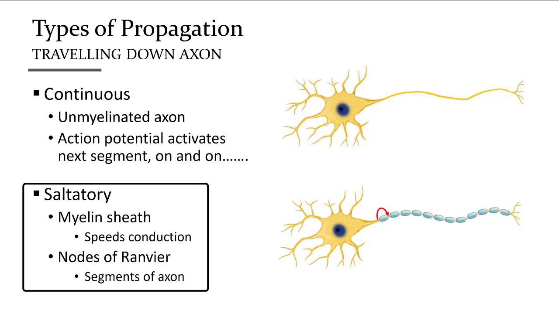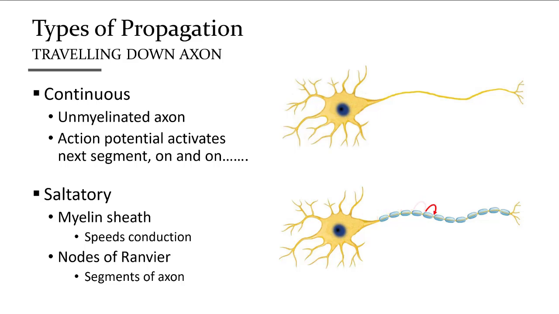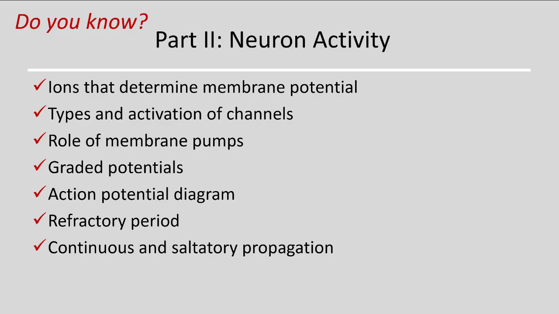However, there is saltatory propagation where we have myelin, and one segment literally leapfrogs across the myelin to only activate the exposed section between myelin. So this is much more rapid, and that is one of the benefits of myelin. So you definitely need to know the difference between continuous and saltatory propagation. You should also know the ions that determine the membrane potential, being sodium and potassium.